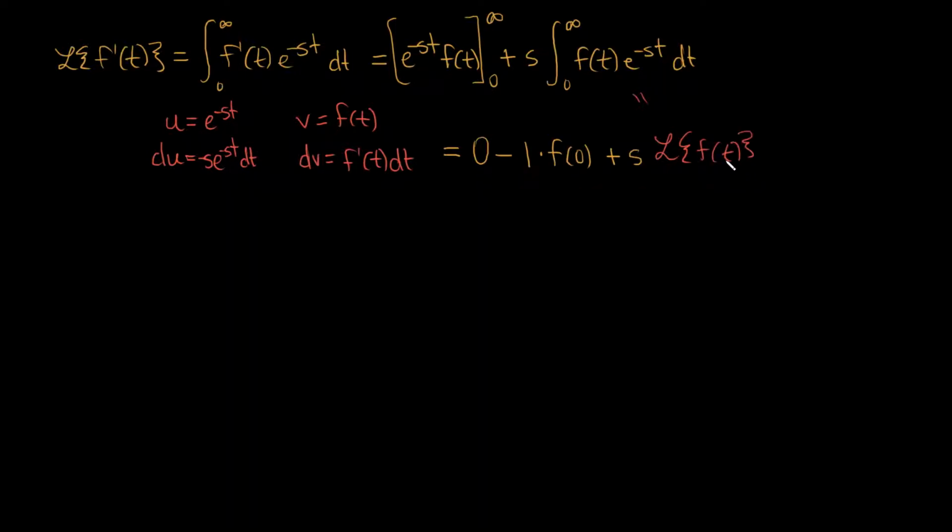Okay, what we get now is a really useful result. The Laplace transform of f prime of t, the derivative of any function, equals s times the Laplace transform of f of t. Another way of writing this Laplace transform is big F of s, to save time. So the Laplace transform of a derivative is s times big F of s, the actual Laplace transform of the function, minus 1 times f of 0, so minus f of 0.